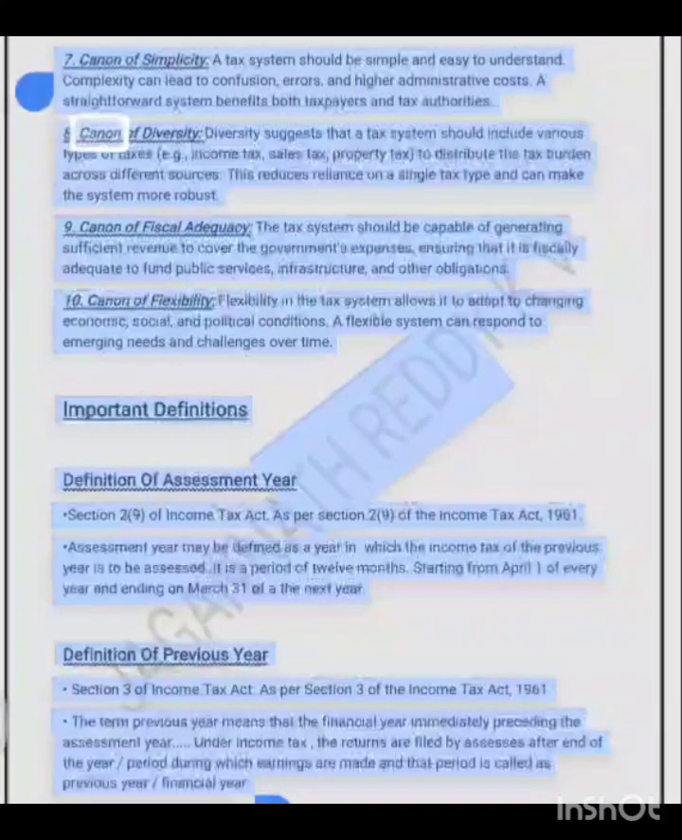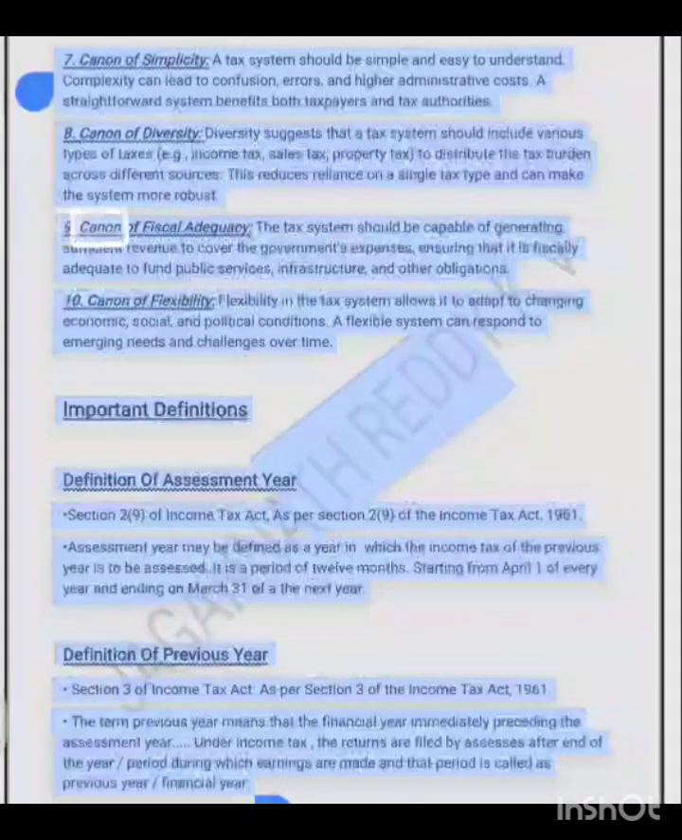8. Canon of diversity. Diversity suggests that a tax system should include various types of taxes, e.g., income tax, sales tax, property tax, to distribute the tax burden across different sources. This reduces reliance on a single tax type and can make the system more robust.